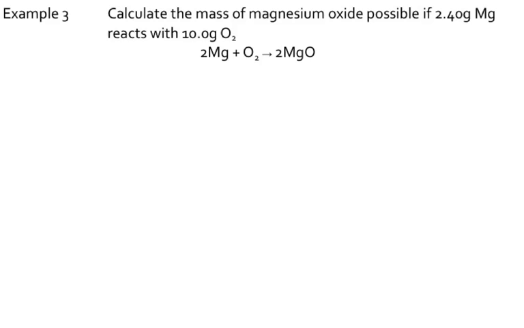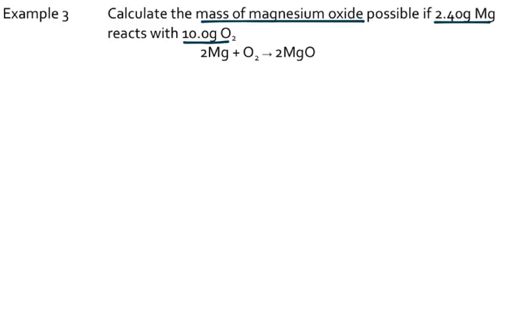So, one final limiting reagent question. We need to know the mass of magnesium oxide, which is MgO, possible if you have 2.40 grams of magnesium reacting with 10 grams of oxygen. This is almost exactly the same as example 2, where we're going to meld the limiting reagent concept with that of stoichiometry.